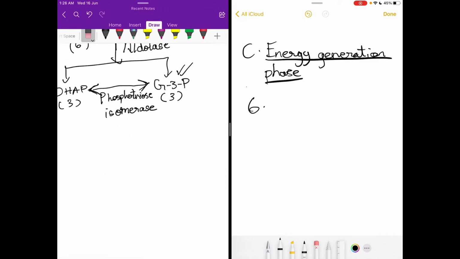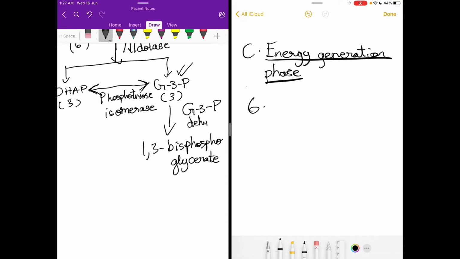So to begin with, the 6th reaction is the conversion of glyceraldehyde 3-phosphate into 1,3-bisphosphoglycerate. Now in this reaction, as you can see, it's again a phosphorylation reaction. Another phosphate molecule is being added to the glyceraldehyde 3-phosphate. This reaction is made possible by the enzyme G3P, or glyceraldehyde 3-phosphate dehydrogenase.